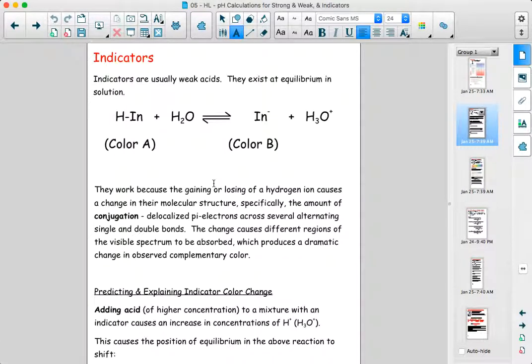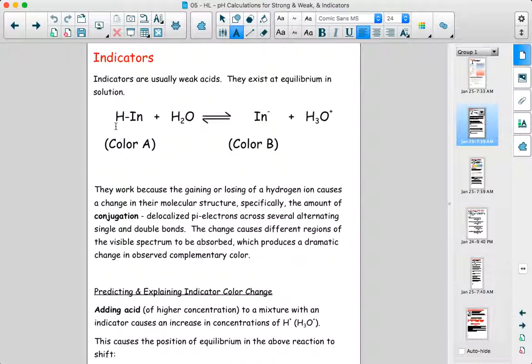So indicators are substances that we add to solution and that change color depending on the conditions. What we're mainly talking about during this topic are acid-base indicators. And so these are going to be molecules, usually organic molecules, that will change color depending on the pH environment that they are in. Now, most of the time, we are going to think of indicators as actually being weak acids that exist at an equilibrium.